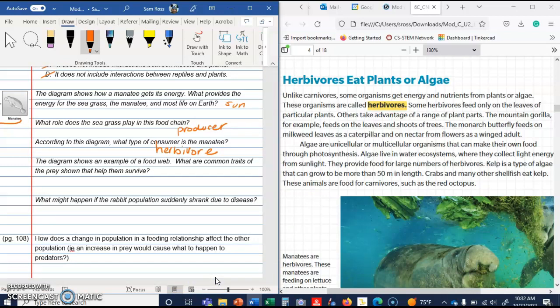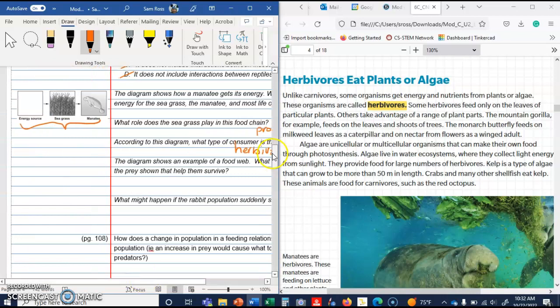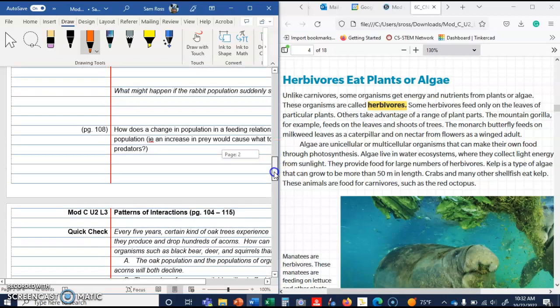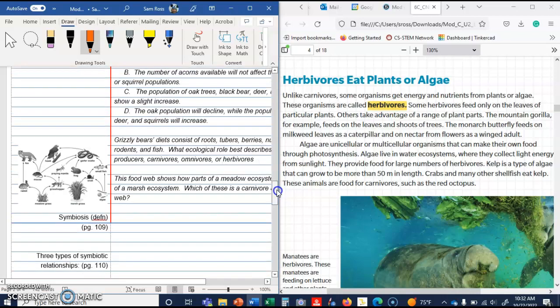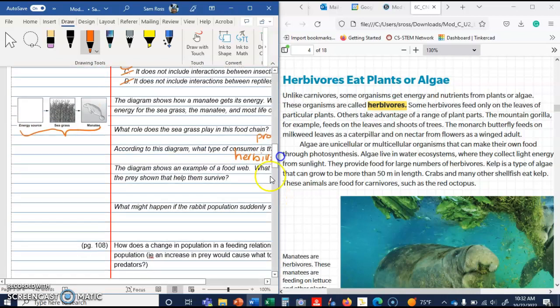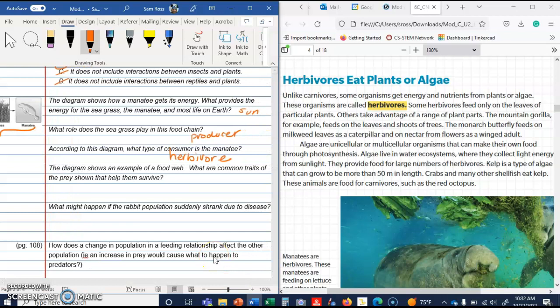Okay. And then it says the diagram shows an example of a food web. What are common traits that help them survive? Where is the food web that is shown by the diagram? Oh, I think it's there. Yeah, it's down here. Wait, no, that food web goes to that. So never mind that. I'm missing a food web. Okay, lovely. Let me see if I can find this. There is a picture, but you don't have it on this page for some reason. I thought I put it there.